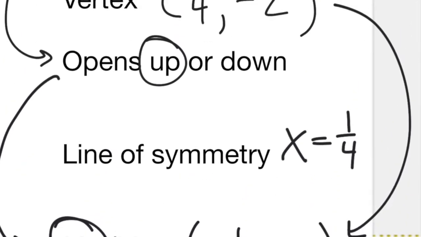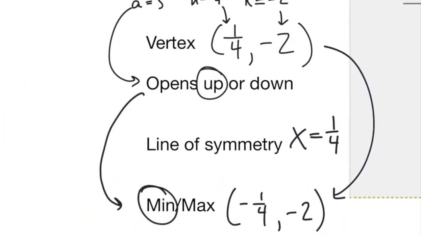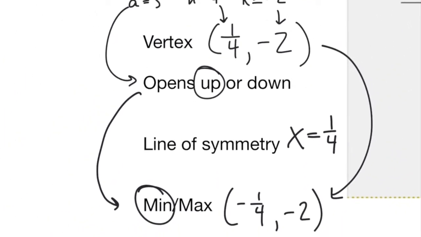And then the vertex itself is going to be not a maximum, but a minimum, because we know that the parabola opens up, and then this should be a positive. This is plus 1/4, comma, negative 2. That's where the minimum is.